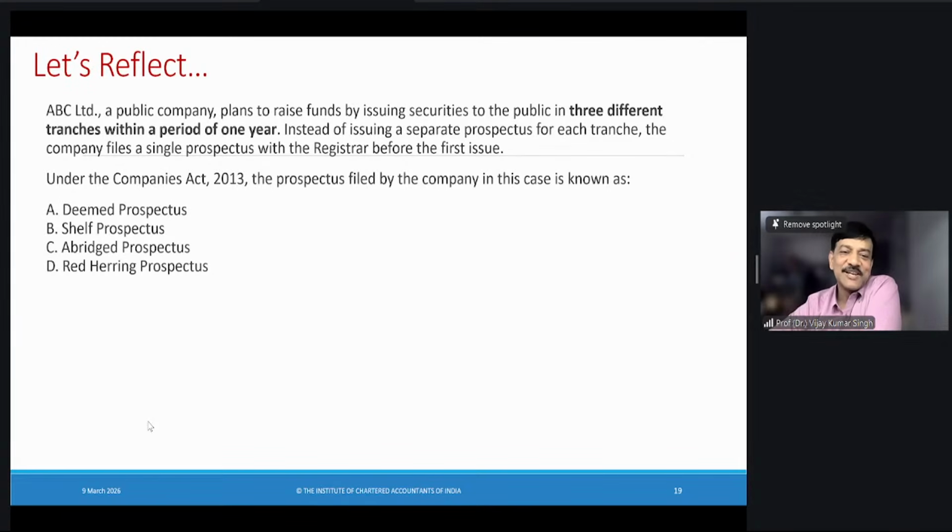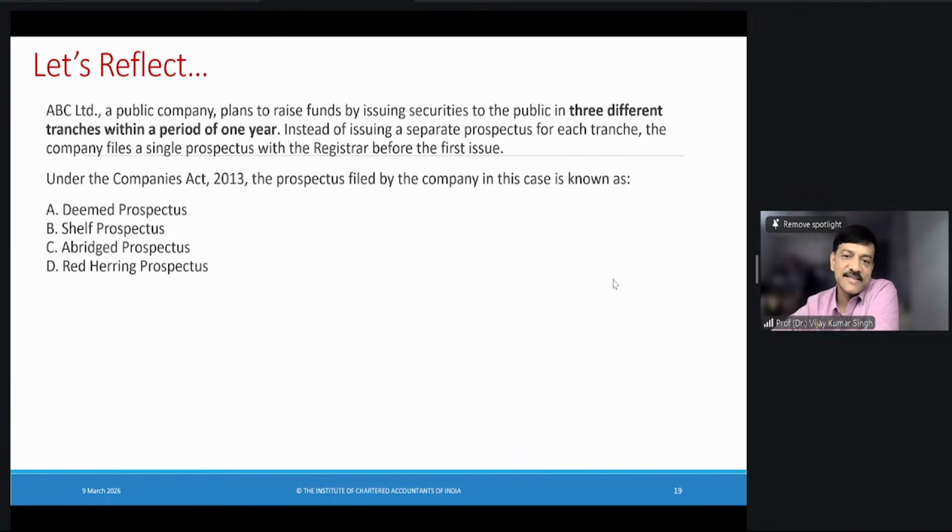Nice. So I see people getting confused between D and B. Oh, someone has said abridged prospectus as well. Okay. All right. So this shows that we don't have clarity on these particular terms, and that is the reason I have asked you this question. Probably after the following couple of slides, you will be clearly able to understand the difference between these.